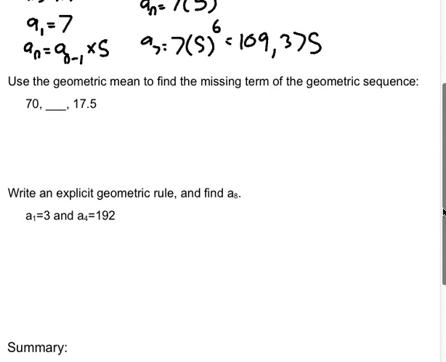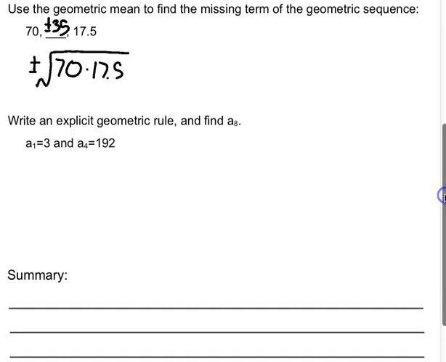Geometric mean. Remember, for geometric mean, plus or minus, when you multiply those together and then square root it. So 70 times 17.5 gives me 1,225. Square root that, and that gives me plus or minus 35. So remember how to do geometric means. You need the plus or minus, and you need to know your square rooting when you multiply those two numbers together.